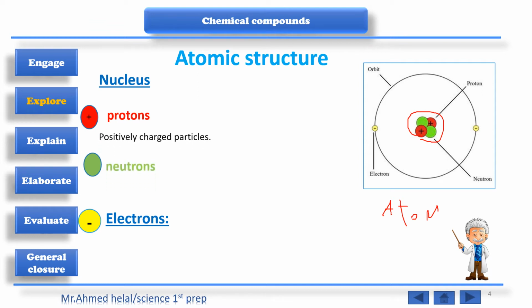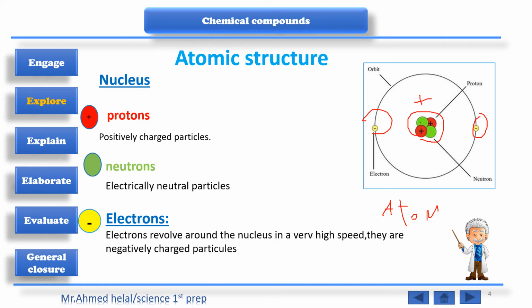And inside the nucleus we have the green ones. These are called neutrons, and they are neutral, uncharged particles. Neutrons, neutral, they have the same first letter N. If you remember, the charge of the nucleus is positive because it contains positively charged particles, and neutrons are neutral, zero charge. Electrons revolve around it at very high speed. Electrons have a negative charge, and the charge of the whole atom is neutral because the number of positively charged protons equals the number of negatively charged electrons.